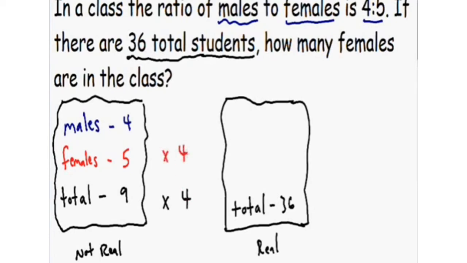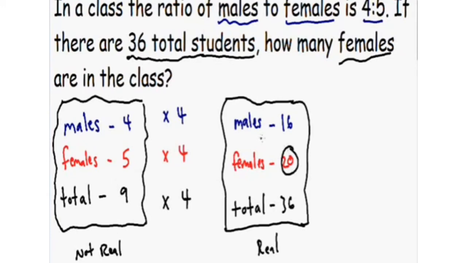In the same way, we use this 4, which is what one part represents, to multiply each of the numbers. To know how many male or female there are, we simply multiply by 4. For the female, we get 4 times 5, that is 20. For male, we get 4 times 4, that's 16. When you add up 16 and 20, we get 36, the total. So the number of females in the class is 20. This is one way of solving this problem. Take note that you must first find the one part and multiply it by the ratio part.